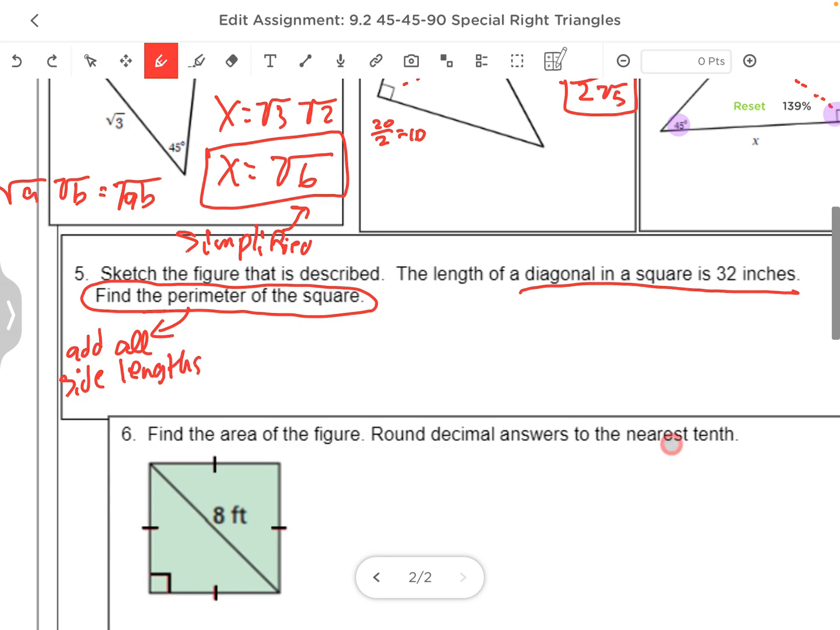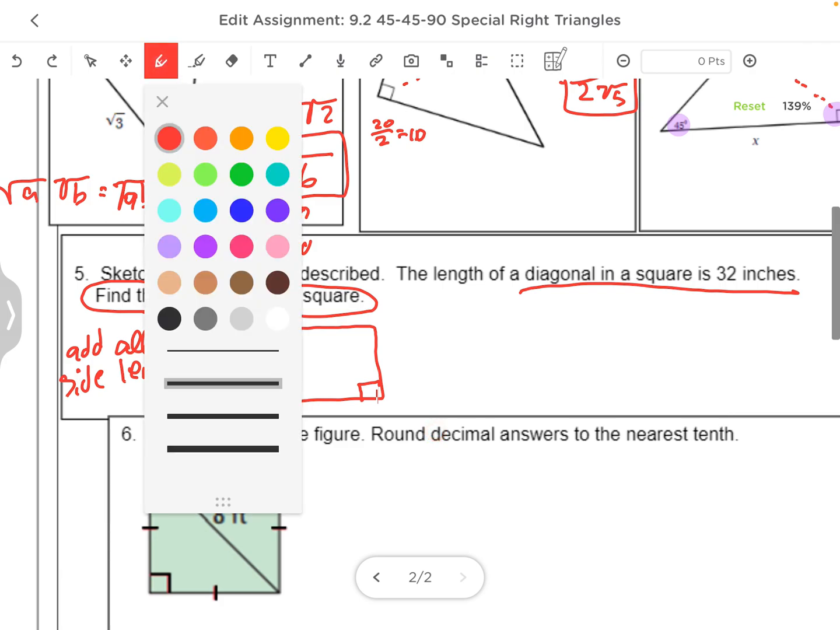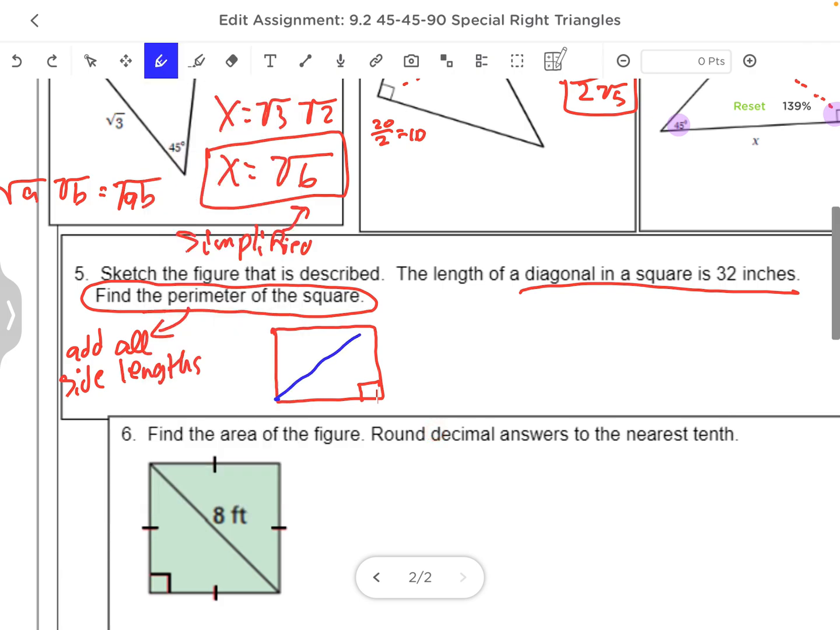So it'd be a lot easier if we had a picture, right? But they don't have one. That's okay. Let's just draw one. We can draw one square, right? So we know that's that. It says the diagonal is 32. Draw that in. Diagonal is 32. You got that? Diagonal is 32, right?